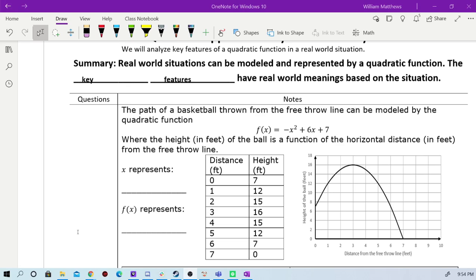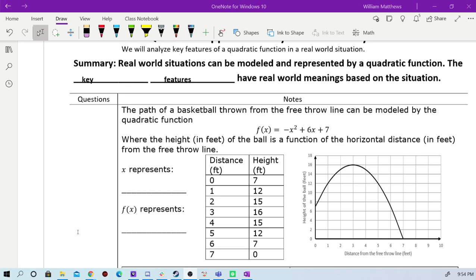f of x equals negative x squared plus 6x plus 7, where the height, which is in feet, of the ball is a function of the horizontal distance in feet from the free throw line. So the first two things it wants us to fill in are what x represents and what f of x represents. Well, in this case, it says that height itself is a function of.